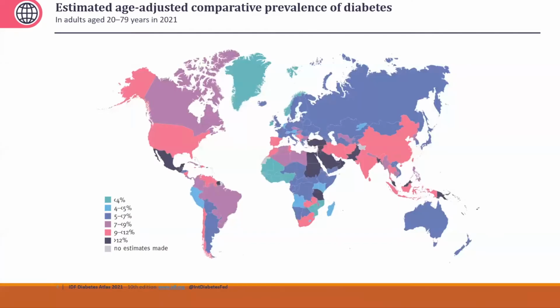And just a little bit about how common it is. It's a very common condition. So this is a map. I hope everyone can see this, but if not, I'll go through it just briefly. This is a map from the International Diabetes Federation.